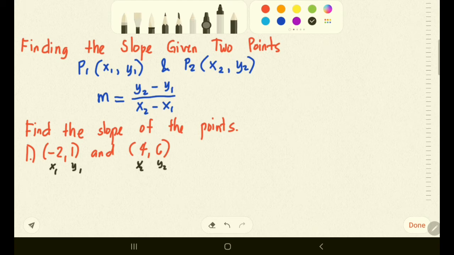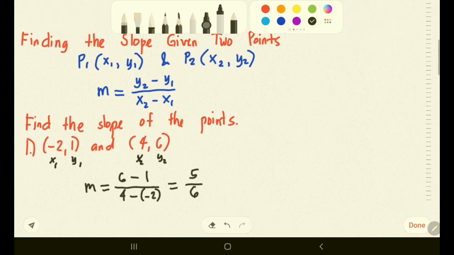And then, apply the formula. So, m equals y sub 2 is 6 minus y sub 1 is 1, over x sub 2 is 4, minus your x sub 1 is negative 2. 6 minus 1 is 5. 4 minus negative 2 is 6. So your slope, for this set of points, is 5 over 6.